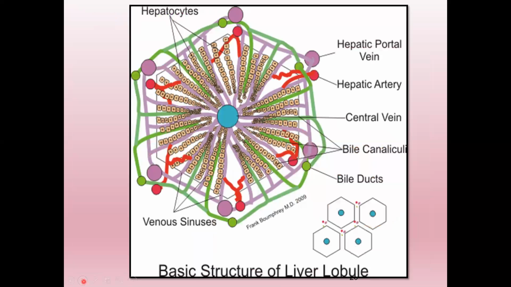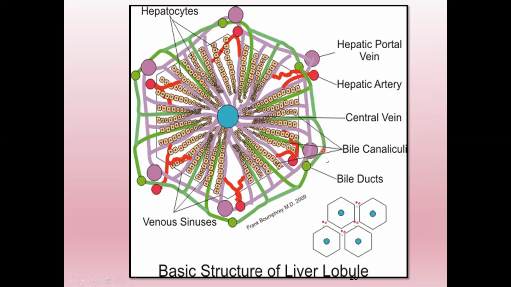Okay, so this is a basic structure of a liver lobule, and you can see all the little hepatocytes all lined up here. The liver is constructed of lobules, which are composed of hepatic plates. One of the big things the liver does is manufacture bile, and that's what these little green things are.